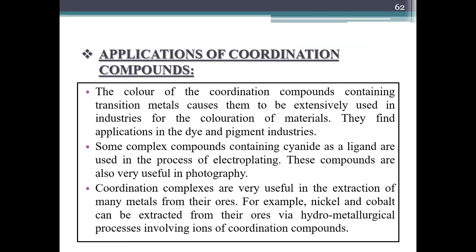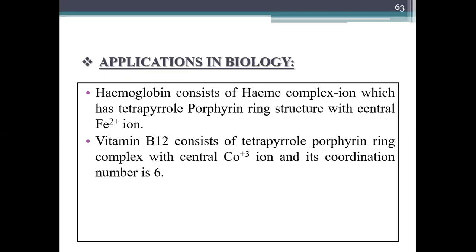Applications of coordination compounds. The color of the coordination compounds containing transition metals causes them to be extensively used in the industries for the coloration of metals. They find application in the dye and pigment industries. Some complex compounds containing cyanide ion as a ligand are used in the process of electroplating. These compounds are also very helpful in photography. Coordination complexes are very useful in the extraction of many metals from their ores. For example, nickel and cobalt can be extracted from their ores by a hydrometallurgical process involving ions of coordination compounds.